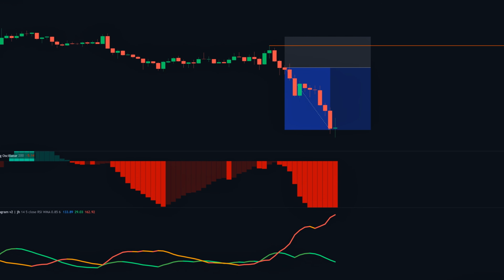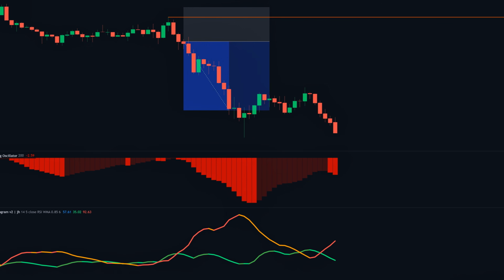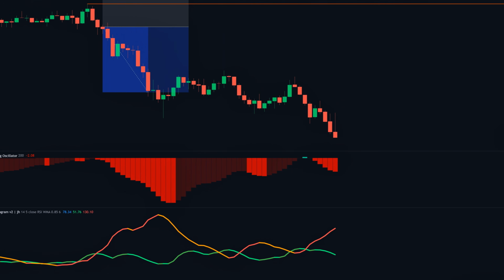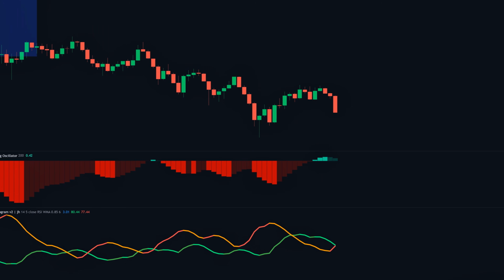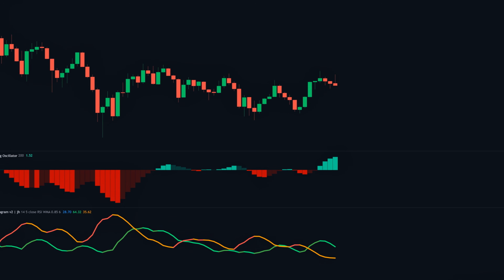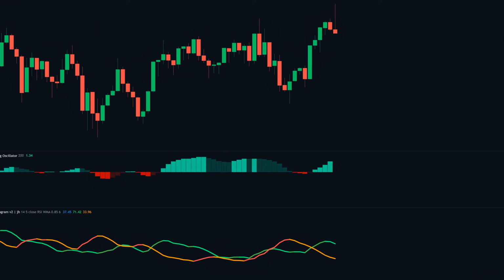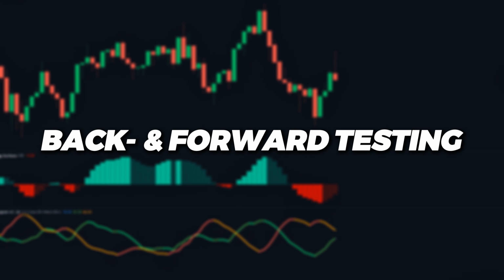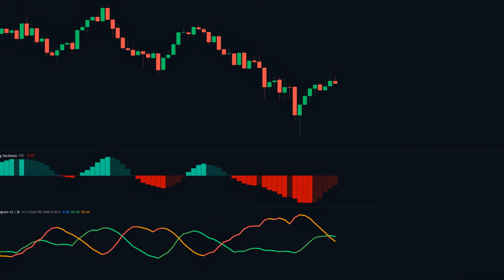In summary, this systematic approach of using the amazing oscillator combined with the absolute strength histogram can enhance your trading by providing clear momentum-based entry and exit points. Remember, no strategy can win 100% of all the trades taken. If you want to trade with your real money, you have to do extensive backtesting and forward testing to see how a strategy is going to perform over a longer period of time.